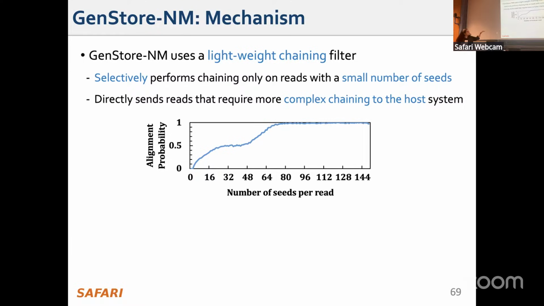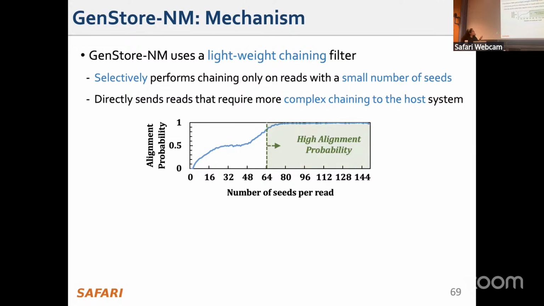So the x-axis is the number of seeds per read. Of course, this x-axis would also continue, but I chopped it off at some point, so we can look at this part, the earlier part. And the y-axis is alignment probability. And the observation is very simple, if you look at it.